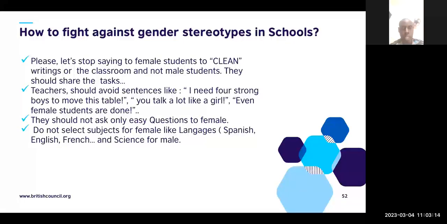They should not ask only easy questions to female students and say that boys will probably answer the most difficult question. Do not select languages for female students, like Spanish, English, French. Sometimes we see that females can do L series because they are, as we see in the needs analysis, language teachers, etc. Next slide, please.